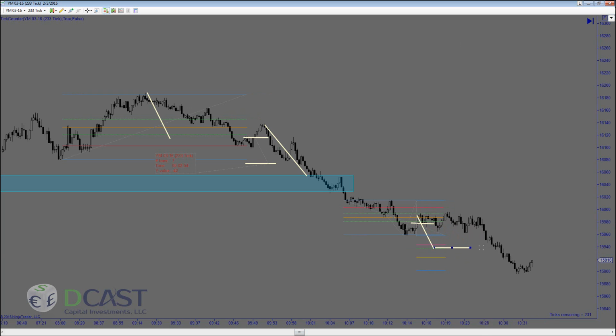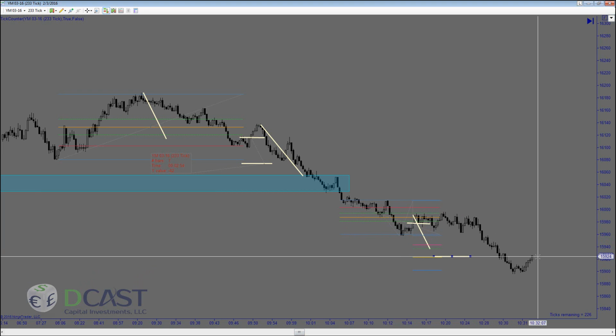Okay, and now I can lock in at the 161 because I've gone beyond what's normal and reasonable from an extension standpoint beyond this area. Okay, and now price is trying to come up. Am I going to be taken out? Yes, I got taken out.